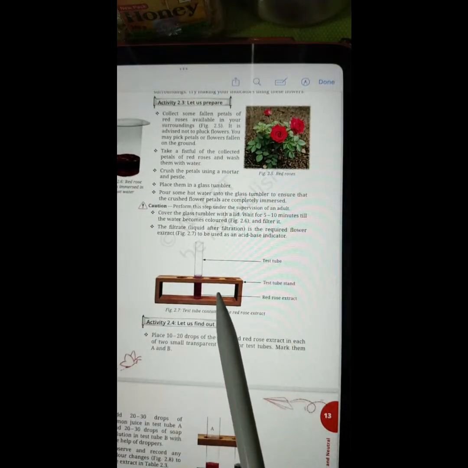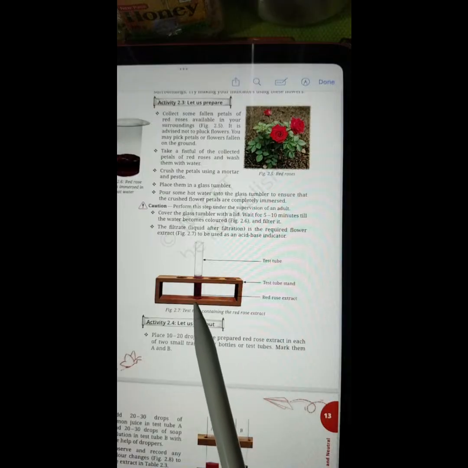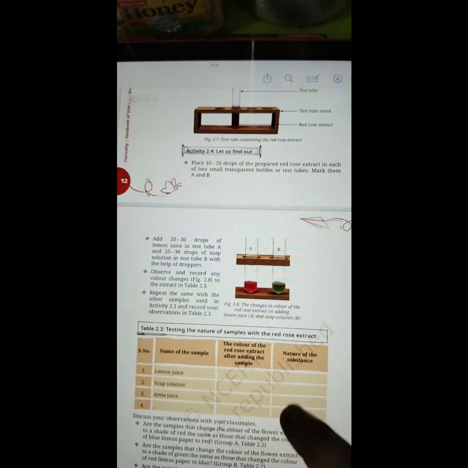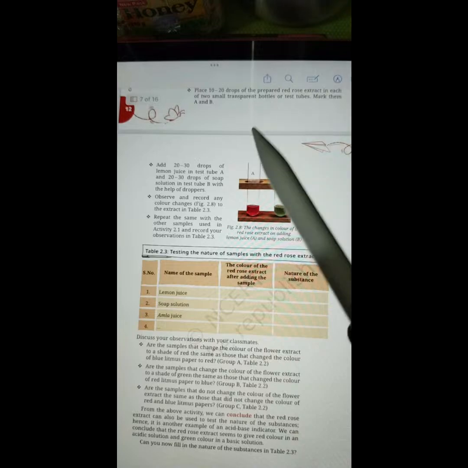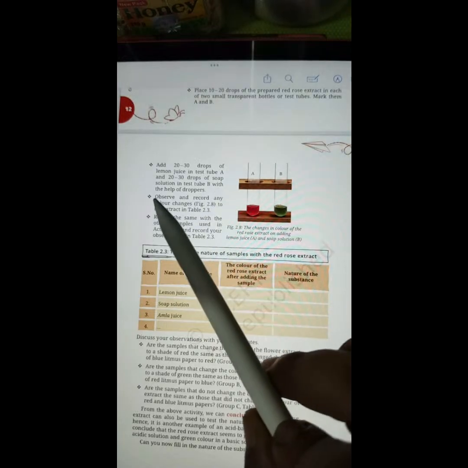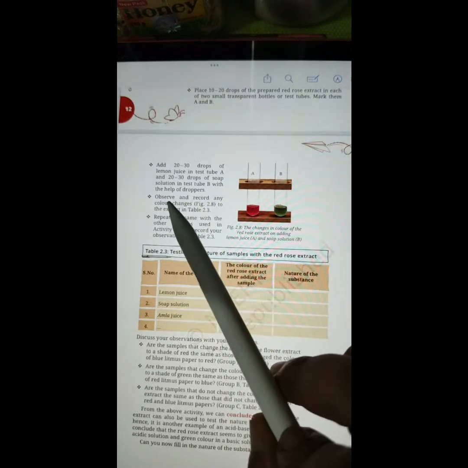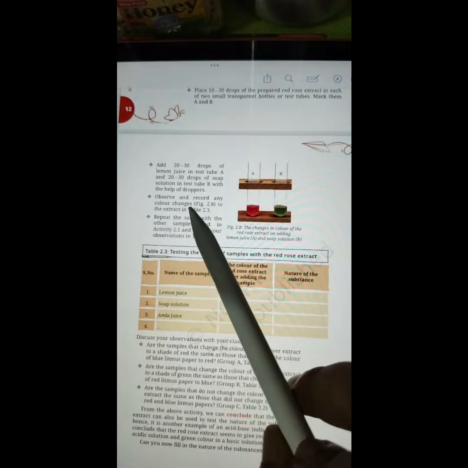So here is the test tube placed in a test tube stand, containing red rose extract. Activity 2.4, let us find out. Place 10 to 20 drops of the prepared red rose extract in each of the two small transparent bottles or test tubes. Mark them as A and B. Add 20 to 30 drops of lemon juice in test tube A and 20 to 30 drops of soap solution in test tube B with the help of droppers.